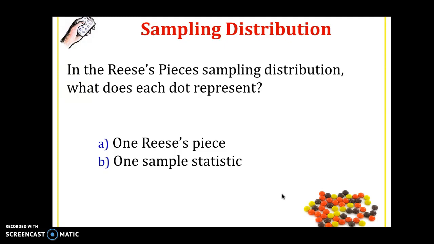So in the Reese's Pieces sampling distribution, what does each dot represent? Is it one Reese's Piece or one sample statistic? Hopefully you said B, because it is B, it is one sample statistic. Remember, each one of those dots actually represents 10 Reese's Pieces.